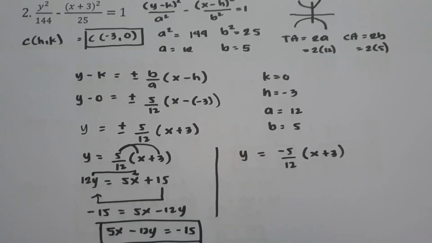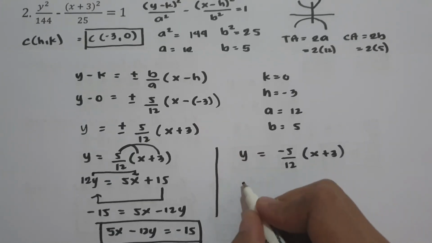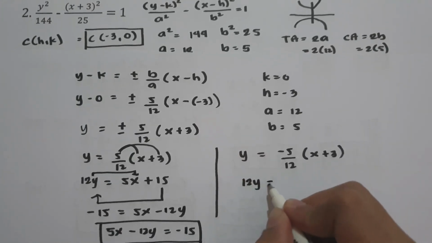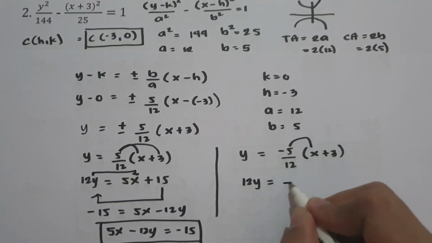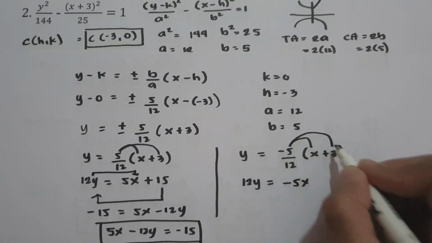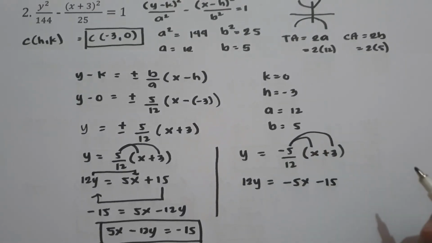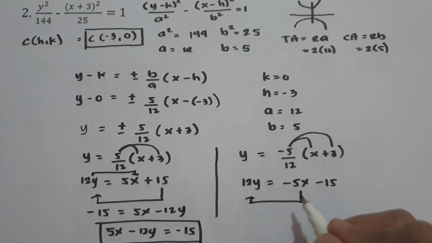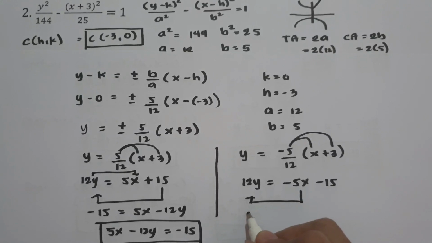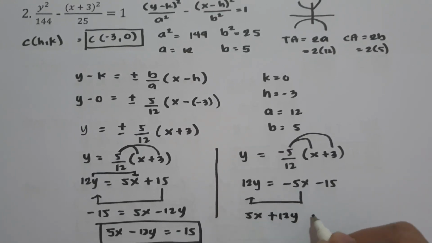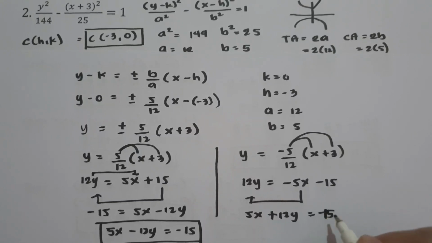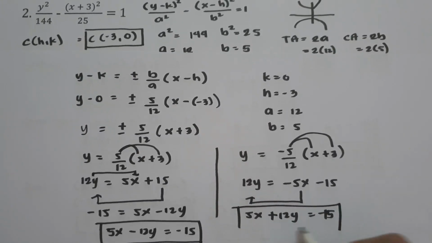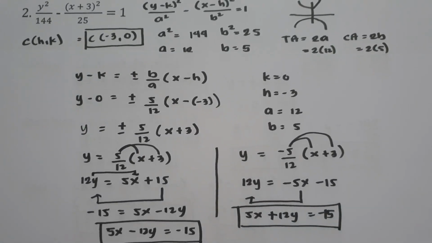While on the other side, we have 12 times y is 12y equals negative 5 times x is negative 5x. Negative 5 times 3 is negative 15. Let us simply move negative 5x on the side of 12y. It will give us 5x plus 12y equals negative 15. So these will be the asymptotes of our hyperbola.